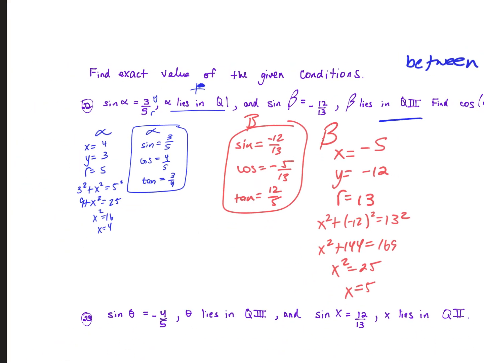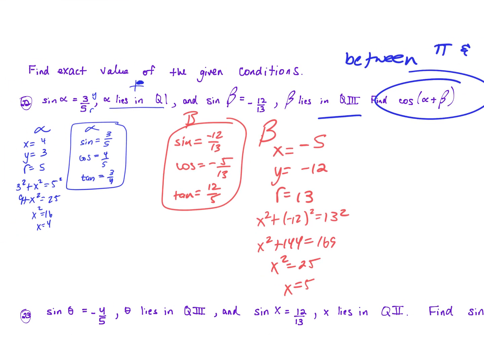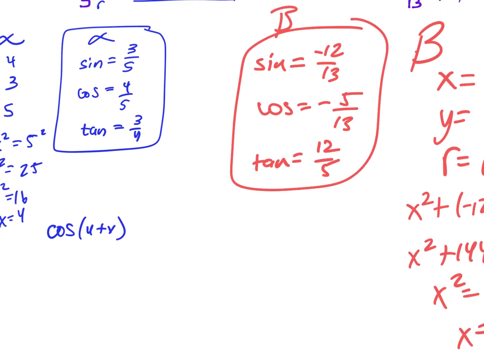Now, we have not answered the question. I haven't even looked at the question. What are they asking me to find? Cosine of alpha plus beta. So I need the cosine. I need that cosine formula. That's u plus v. Tell me how it goes.